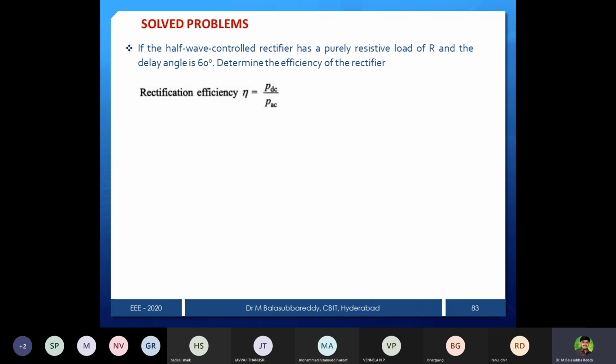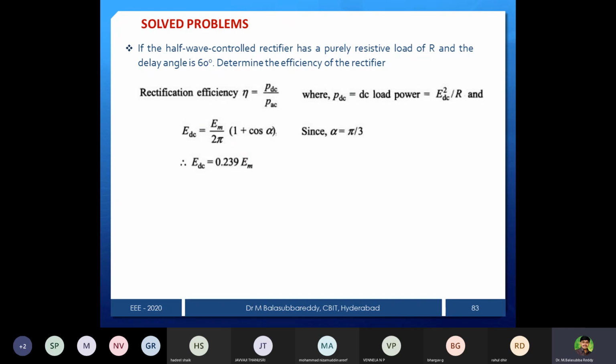In that case, efficiency is PDC by PAC, and PDC is already known: VDC into IDC, or VDC square by R. Now VDC is Vm by 2 pi into (1 plus cos alpha), and alpha is given as 60 degrees, so just substitute that alpha. Suppose you continue this problem instead of the previous data, this is another problem. Vm is not given, so if you want to continue with the previous problem data, you can take Vm as 220 volts, I mean Vs. But now the Vs value is not given, so you keep Vm as such.